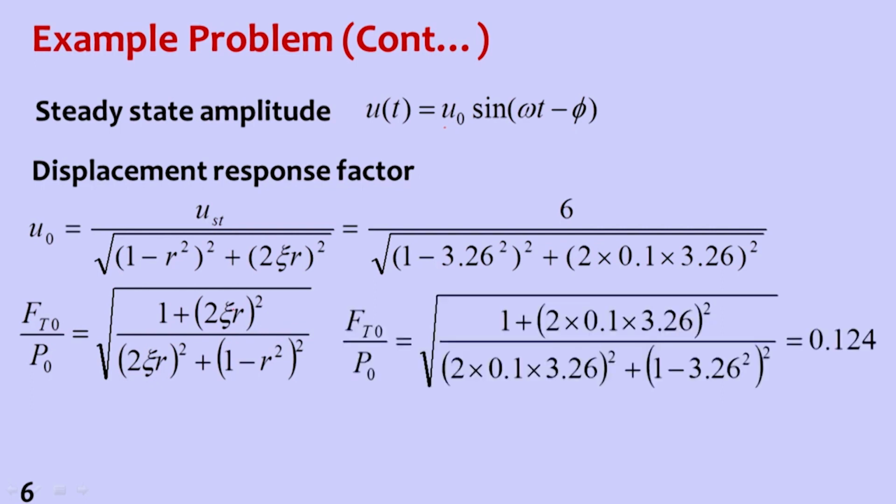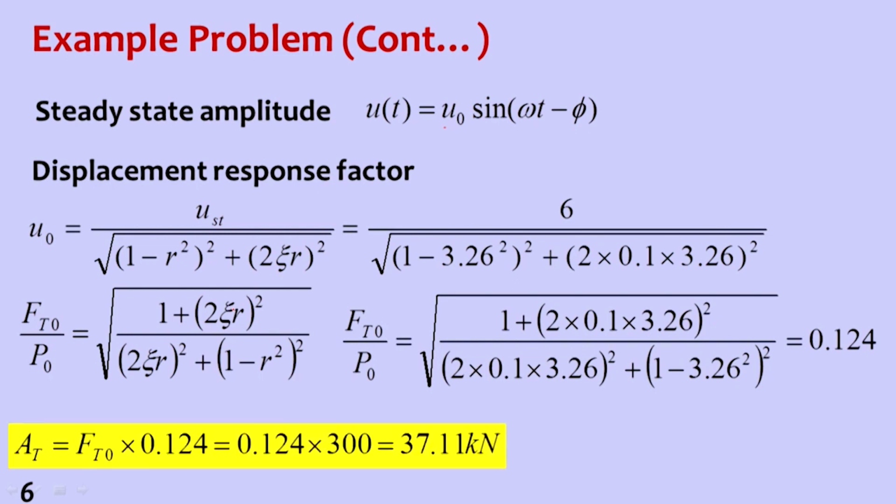If you substitute appropriate values in that, we get 0.124 as a ratio. So the transmitted force is Ft into 0.124, which is 0.124 into 300 given, so 37.11 kilonewton. So when the force applied is 300 kilonewton, 37.11 kilonewton is the force transmitted.